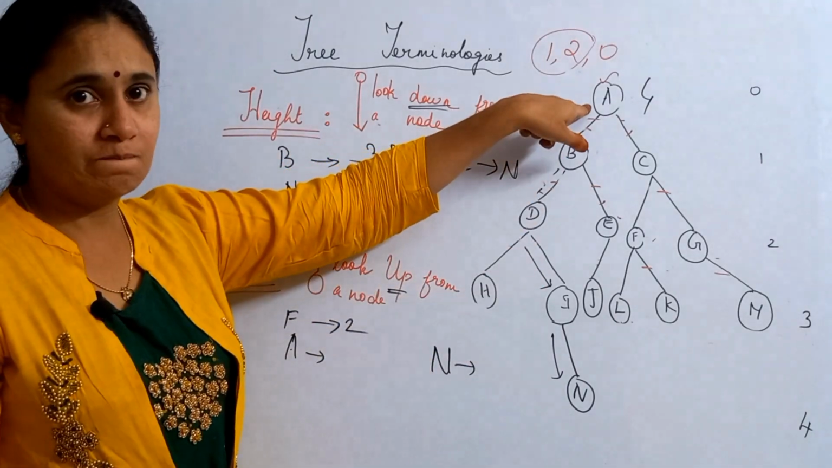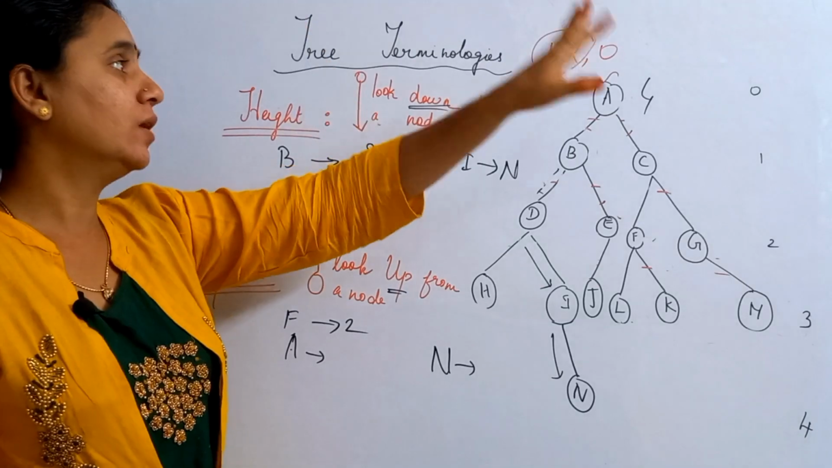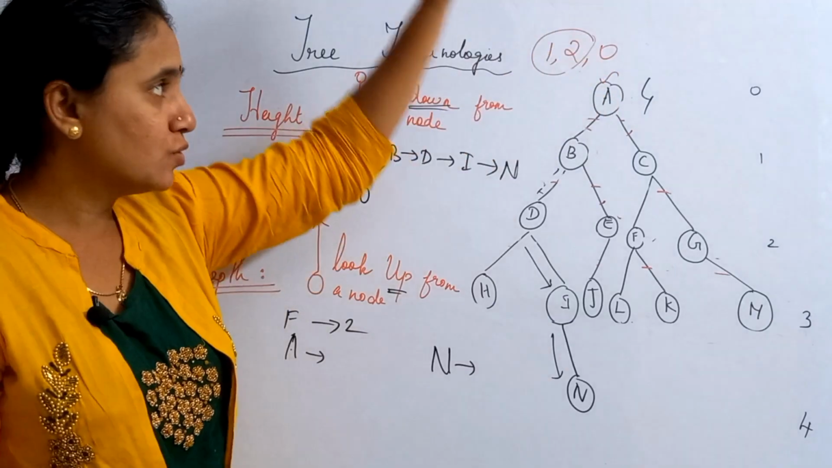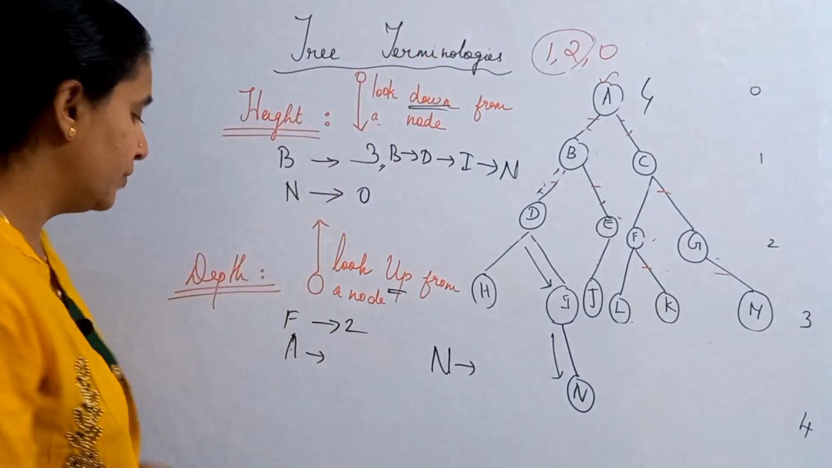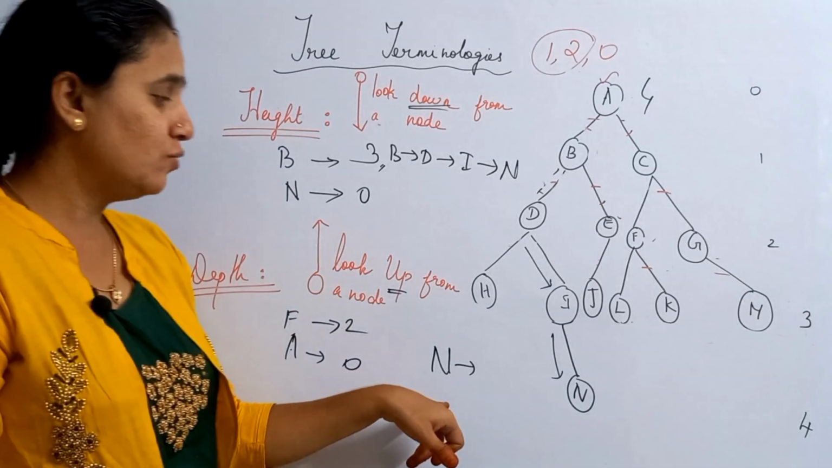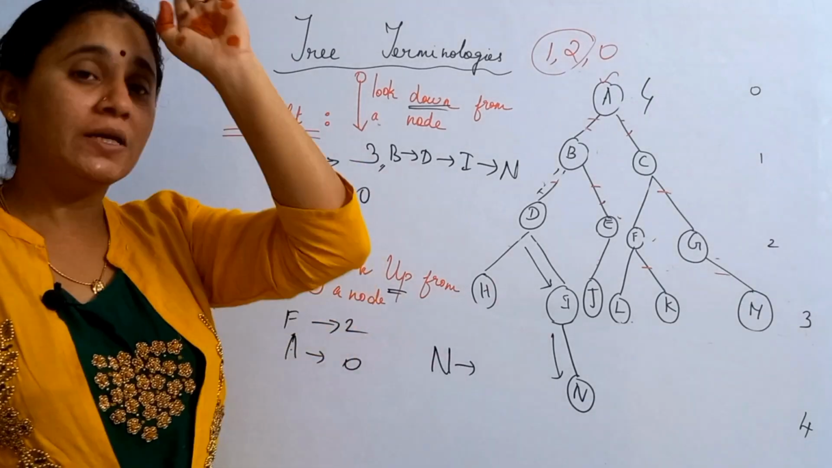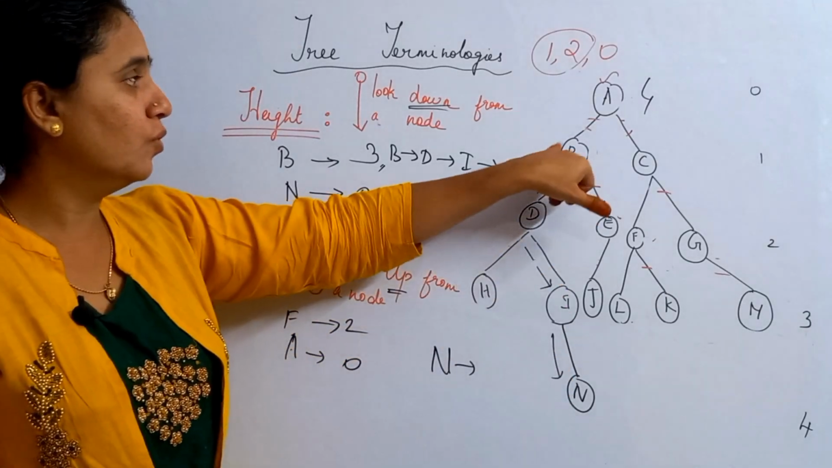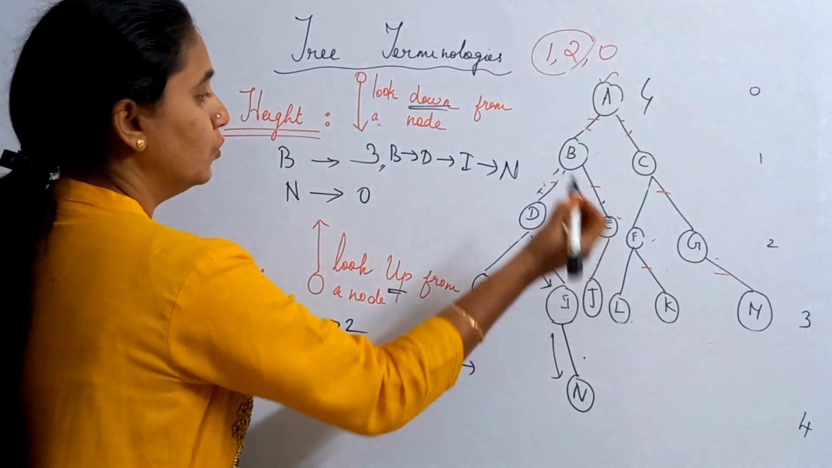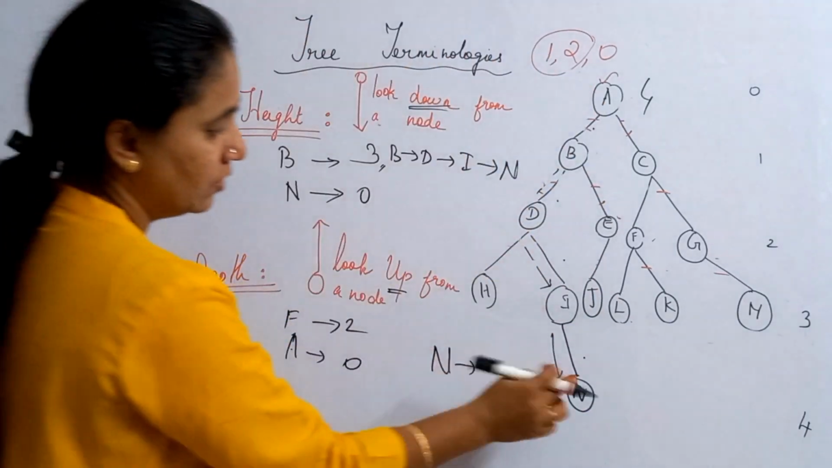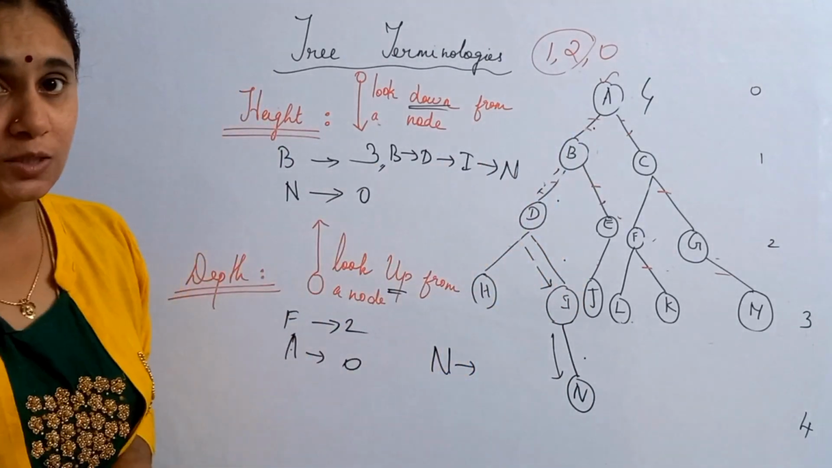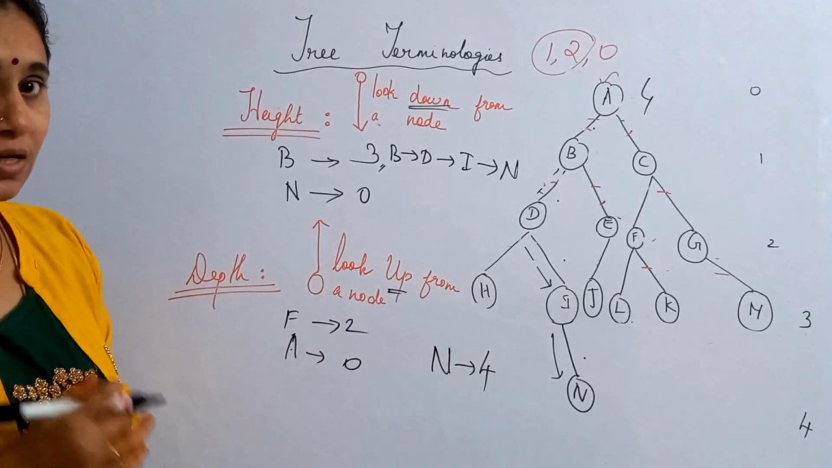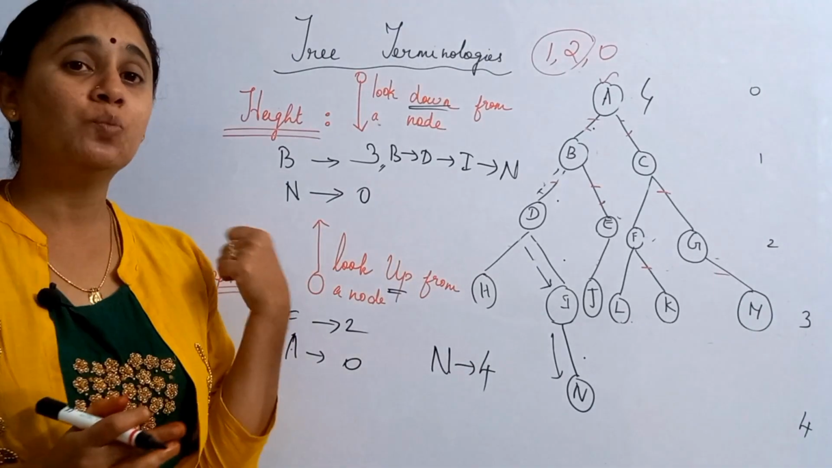Now for A, you find, see upward from A. Is there any node present? This is your root node, so there are no edges emerging from here. So your value will be 0. Next for N, you see the maximum edges present in the upward direction. 1, 2, 3, 4. So the maximum number of edges for N is 4. Can you understand? Like this only you must calculate. Very important point.